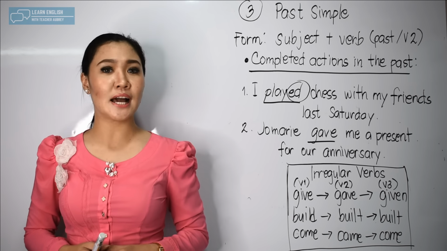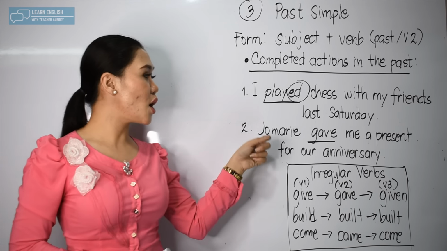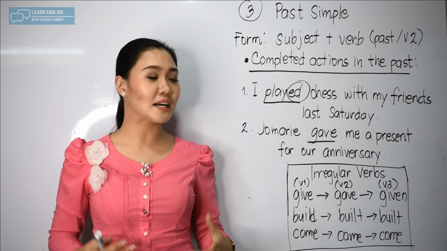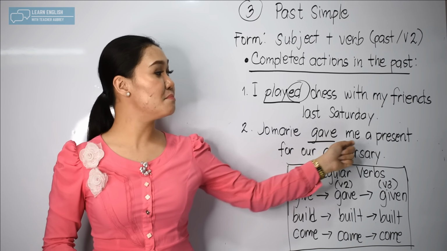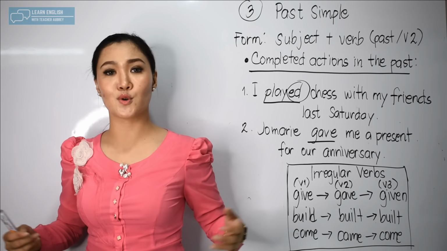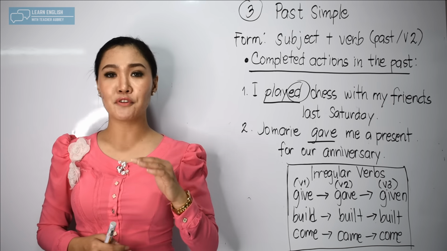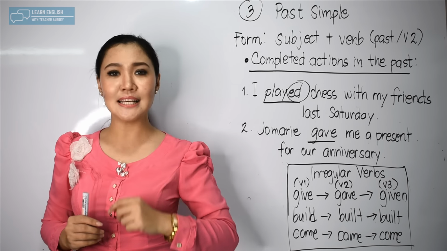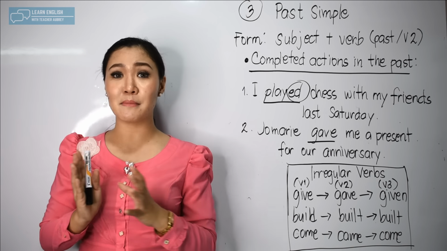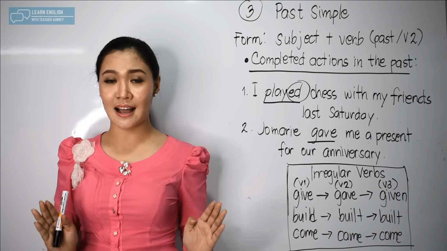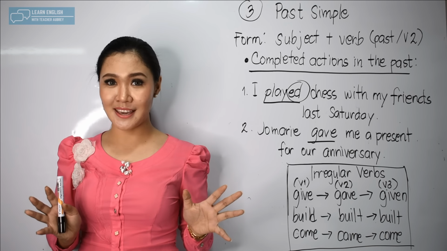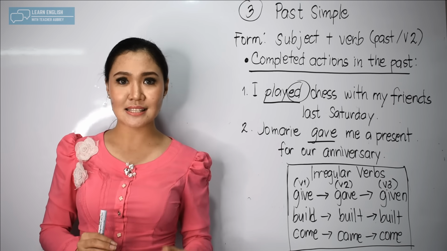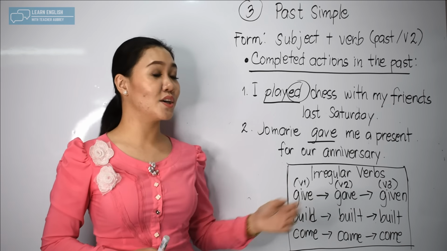Pero, tingnan natin itong ikalawang halimbawa. We have Jomari. And the past tense of the verb or V2 na ginamit natin dito ay gave. Jomari gave me a present for our anniversary. Pansinin natin dito na ang verb natin ay gave. The present tense of the verb gave is give. Pero hindi natin maaaring dagdagan lang ng D para maging gived. Walang ganong salita English. Okay? Kapag po ang verb ay kailangang baguhin ang spelling para mabago ang tense, tinatawag natin sila na irregular verbs.